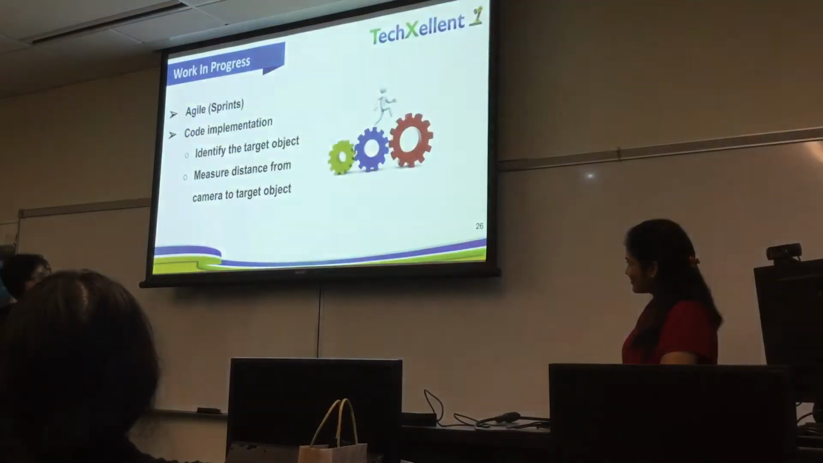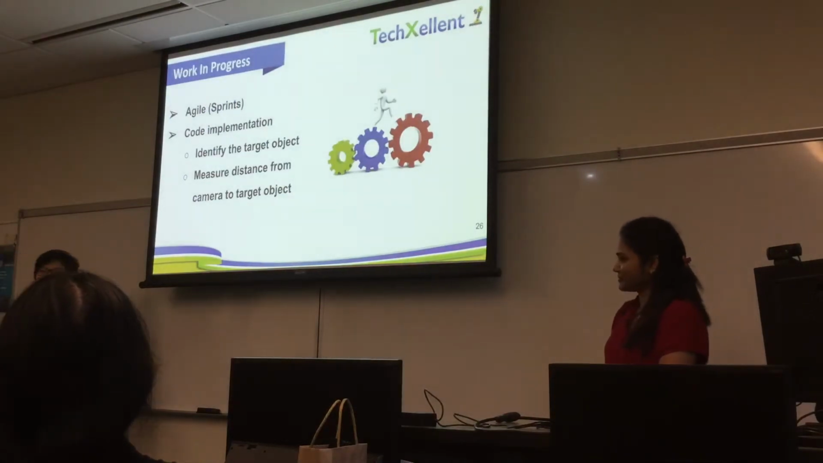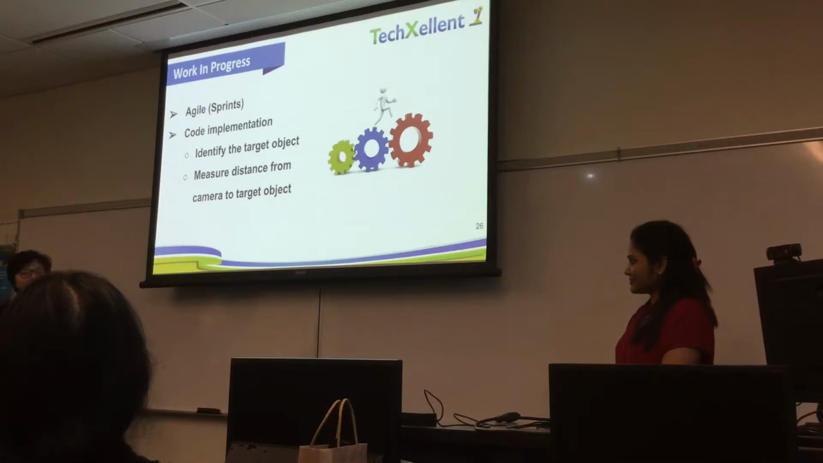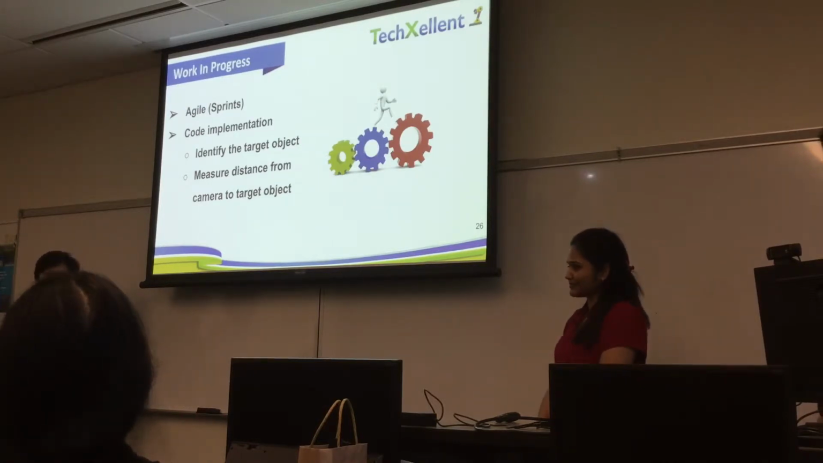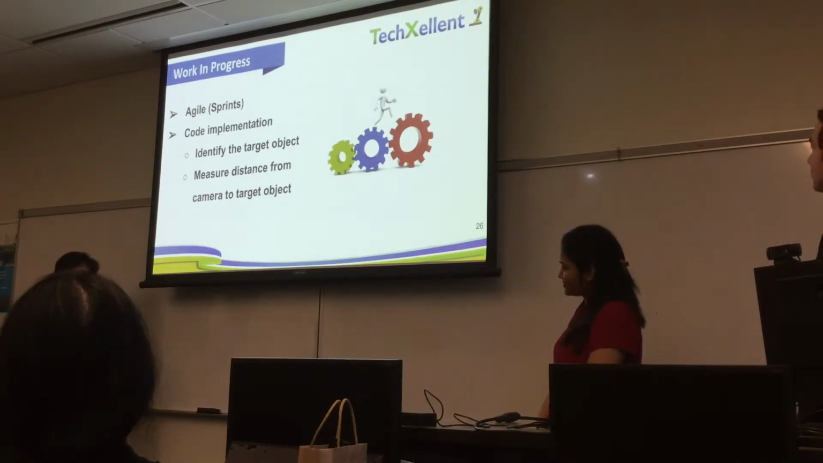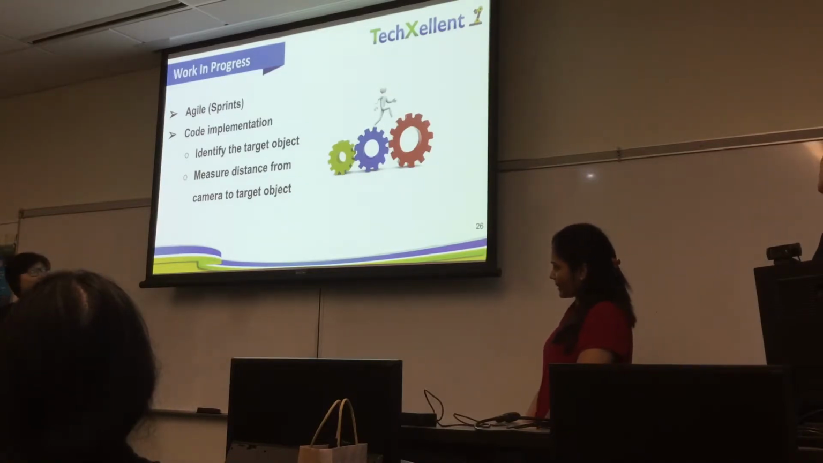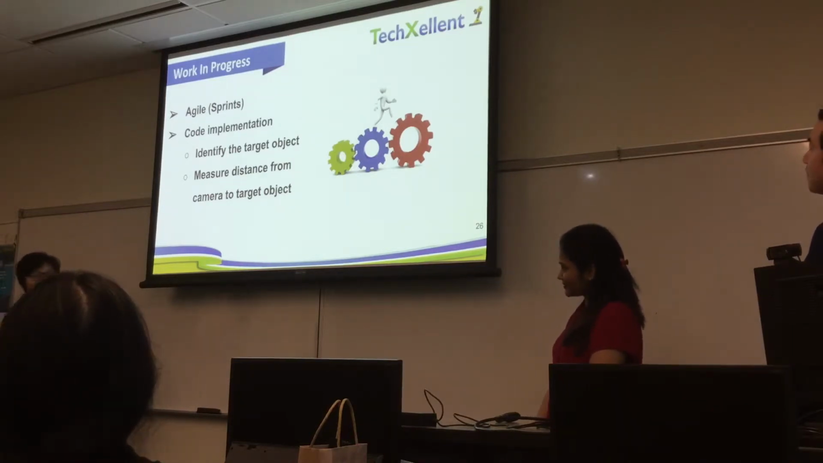So, the first thing we want to do when we come in next month is follow the agile methodology. We will run some sprints to add more features to our current progress, and after doing the sprints we will complete it that way. And also, first we want to implement the code to identify the target object, because that is the most important thing before moving on to anything else.